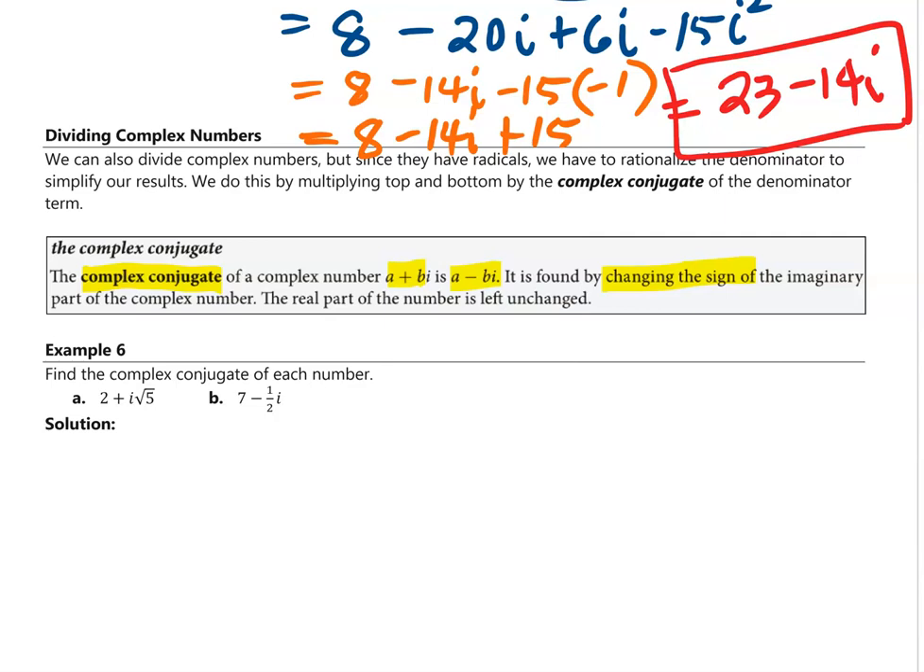So for example, find the complex conjugate of each number. Letter A, 2 plus i square root of 5.